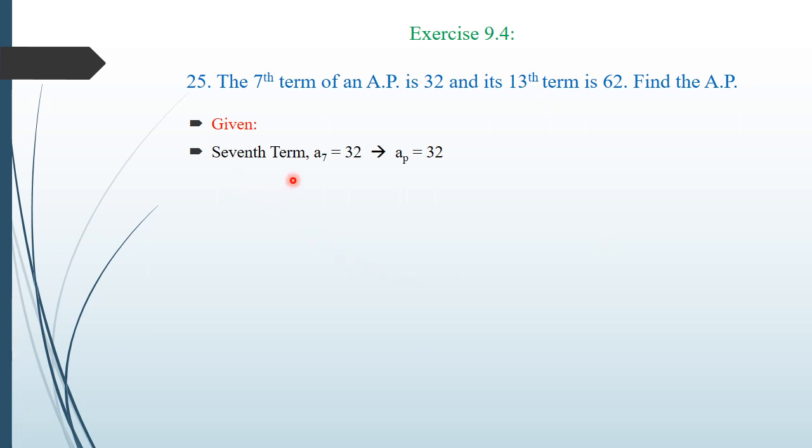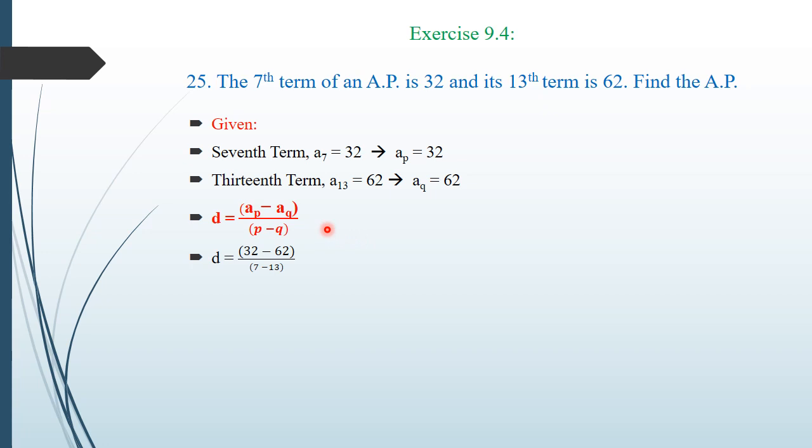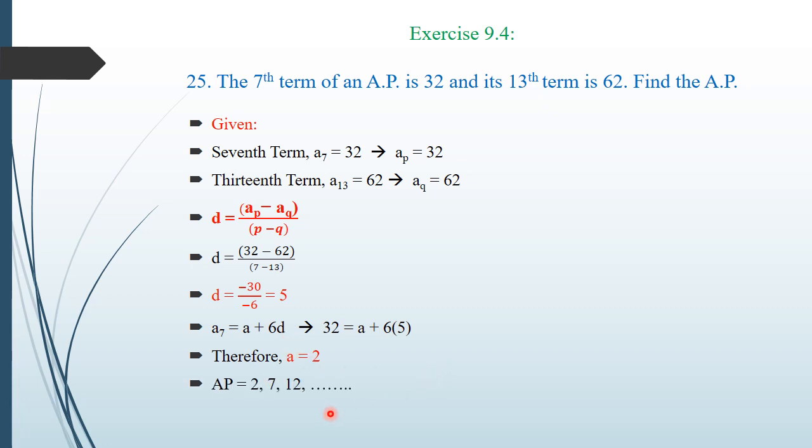Given data, that is 7th term is A7 equal to 32. I will represent this as AP, and the 13th term is A13, that is equal to 62, and AQ is 62. Therefore D is equal to AP minus AQ divided by P minus Q here. So I found the common difference D as 5. Substituting this 5 in any of the equations, that is 7th term, I can write A7 is equal to A plus 6D. Substituting D is equal to 5 in this equation, I will be able to find A is equal to 2. Therefore arithmetic progression is going to be 2, 7, 12 and so on here.